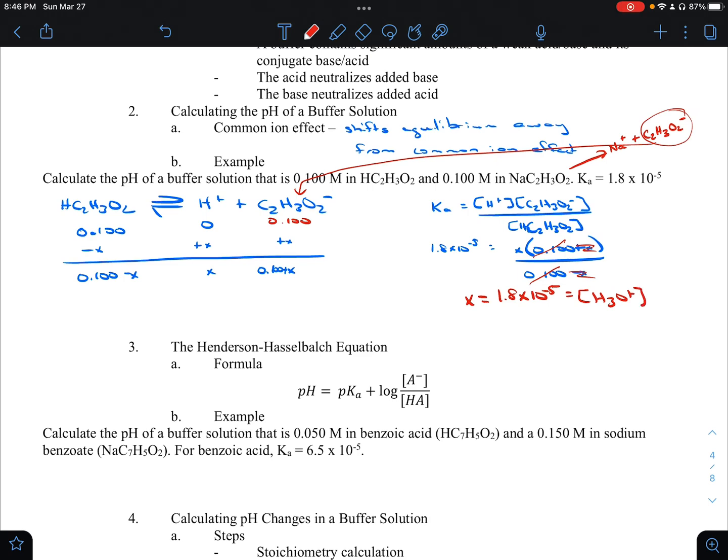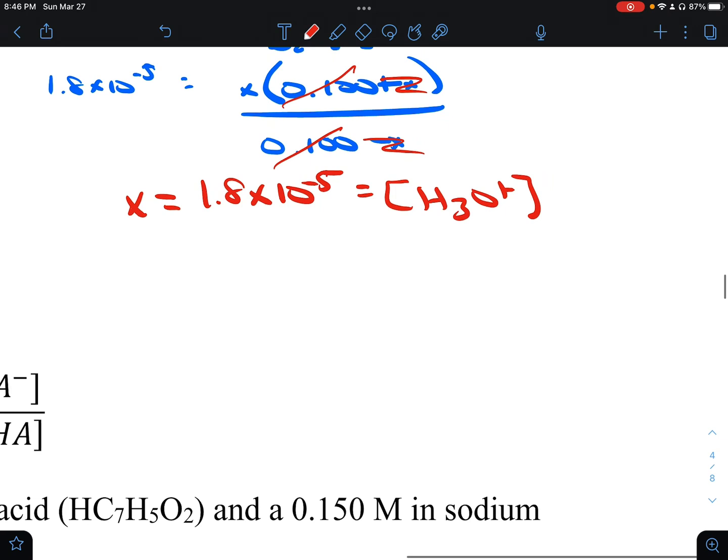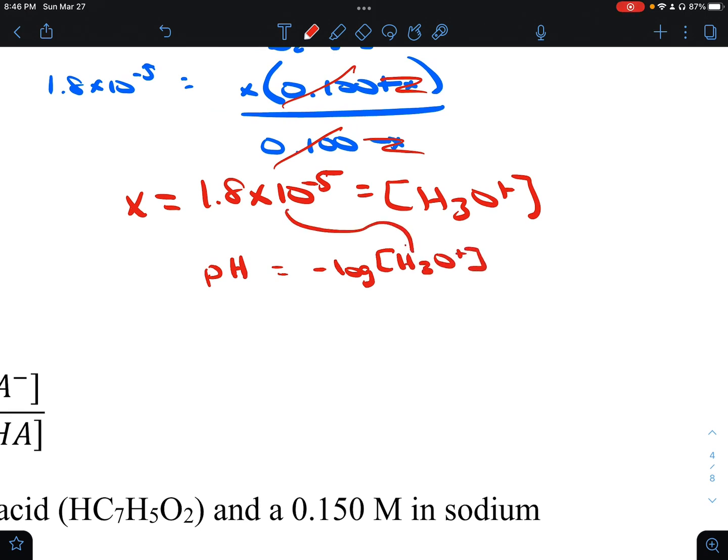So at this point, we can plug this in to pH equals the negative log. pH is equal to the negative log of our hydronium ion concentration. And so right there, our pH, we're ready to calculate.